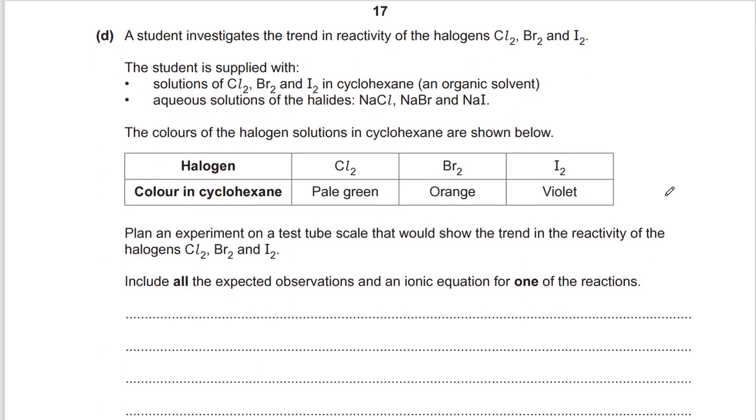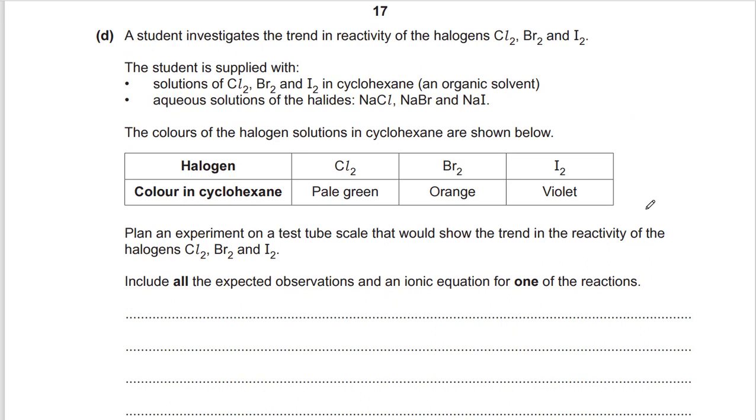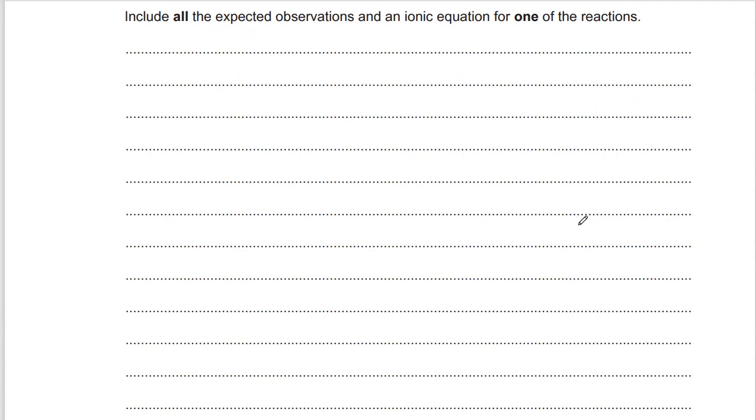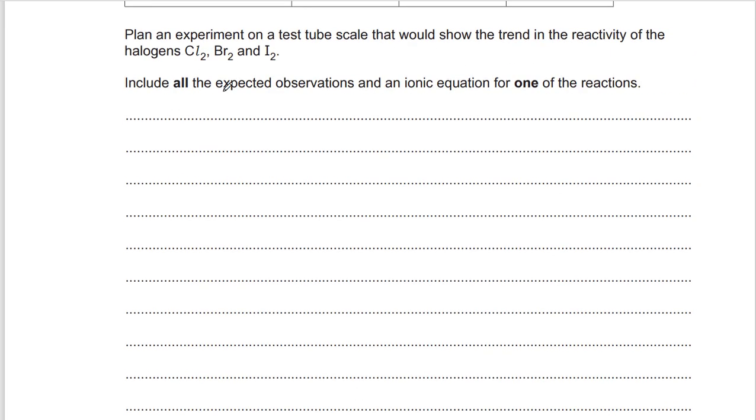Trend in the reactivity of the halogens. This is honestly an amazing question for 5 marks. 5 marks, is it? Yes. So the student is given chlorine, bromine, iodine, and cyclohexane, and aqueous solutions of sodium chloride, sodium bromide, and sodium iodide. Plan an experiment to show the trend of the halogens. Include all observations and an ionic equation for one reaction. So first thing first then, what would you do? So plan the experiment basically.